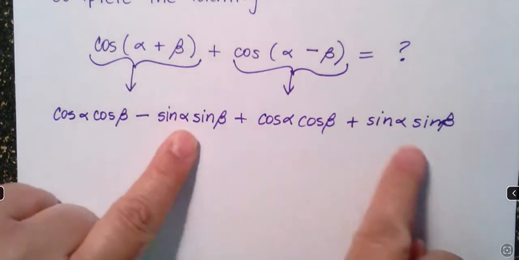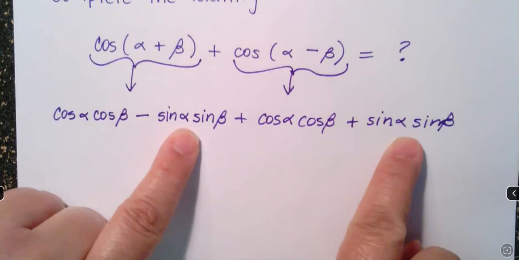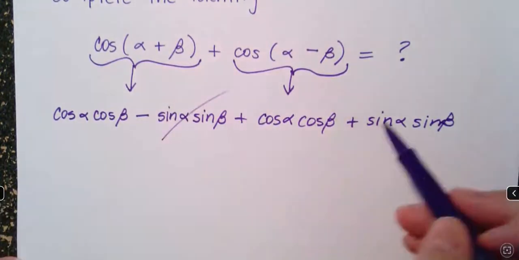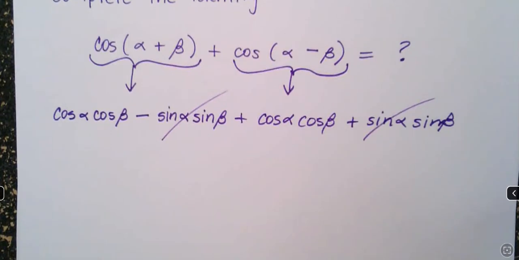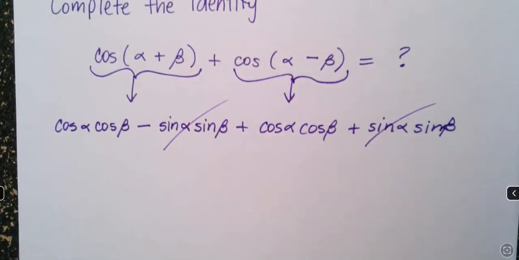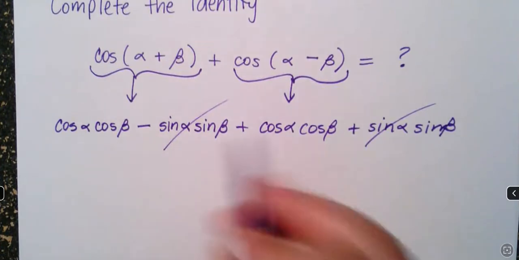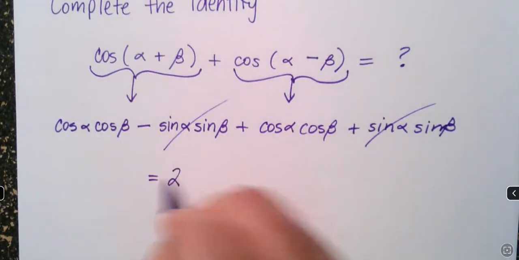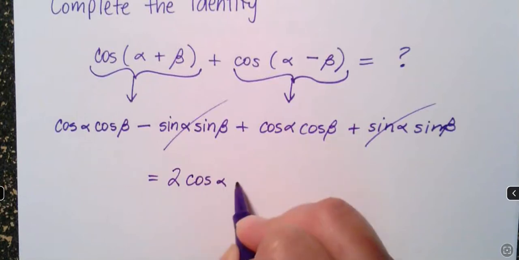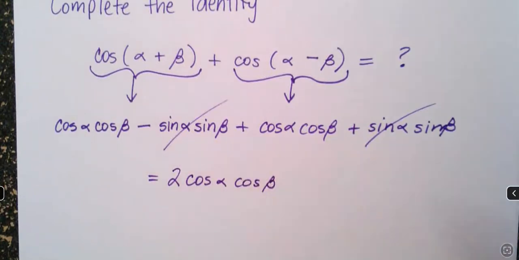This term and this term are opposites of each other, so those are going to add to 0. They'll go away. Sometimes we say cancel. That's not technically canceling, but it's the same idea. Goes away. These two are identical to each other, and when you add two things that are identical, you just get 2 of that thing. So basically, that's as simple as I can get this, and that's where they want me to go.